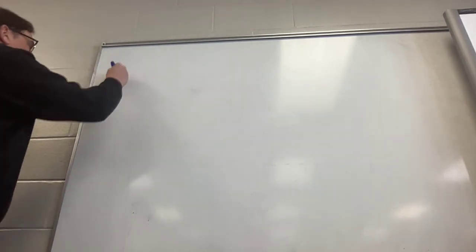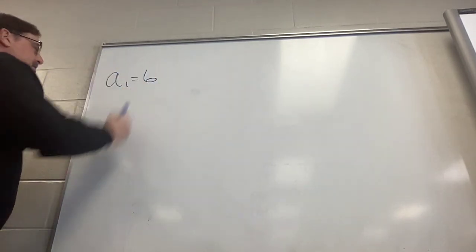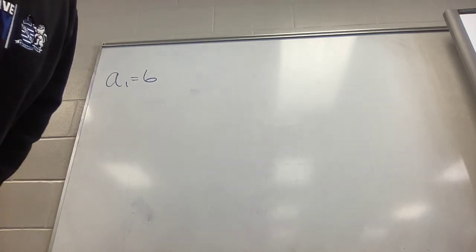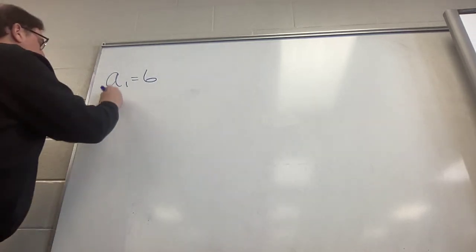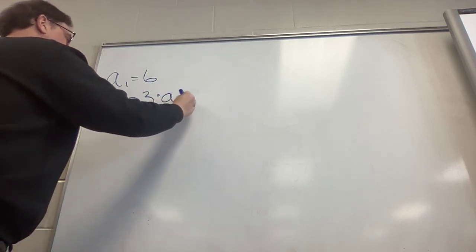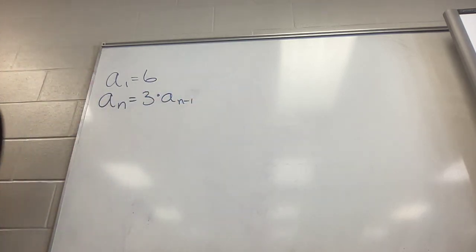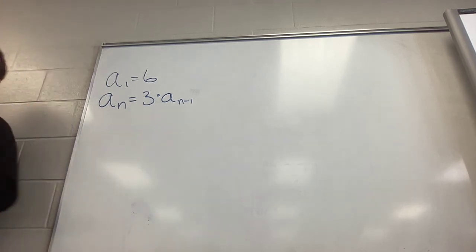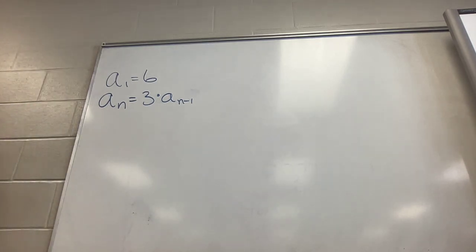It's going to say, a sub 1 equals 6, a sub n equals 3 times a sub n minus 1. This is the recursive formula. This is the recursive formula. And what it does is this. It tells you the first one, and then it tells you how to get the next one.